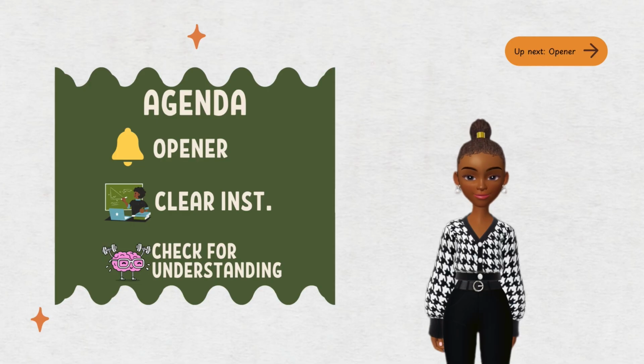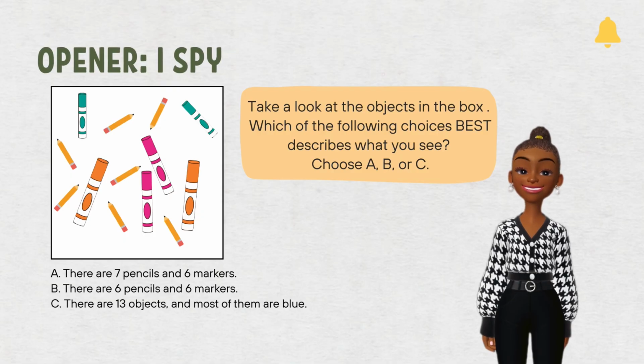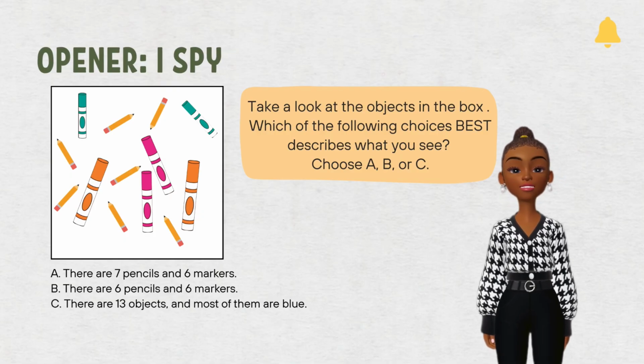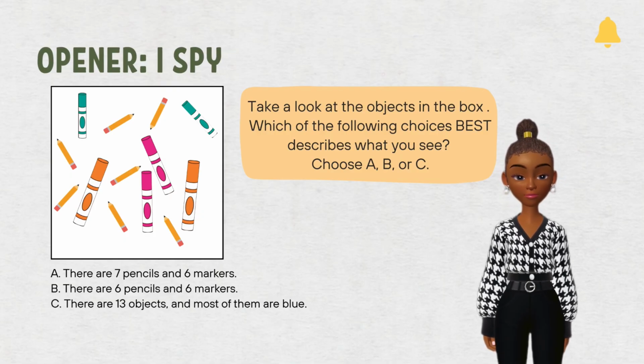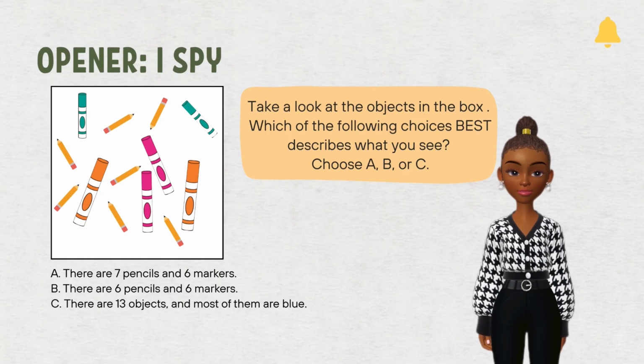Here's how today's lesson will flow. We'll start with an opener to warm up your brain. Then I'll give you clear instructions for writing ratios, and I'll check your understanding along the way. Ready? Let's get started. Take a look at the picture on the screen. Which description best matches what you see? Pause the video and choose your answer.